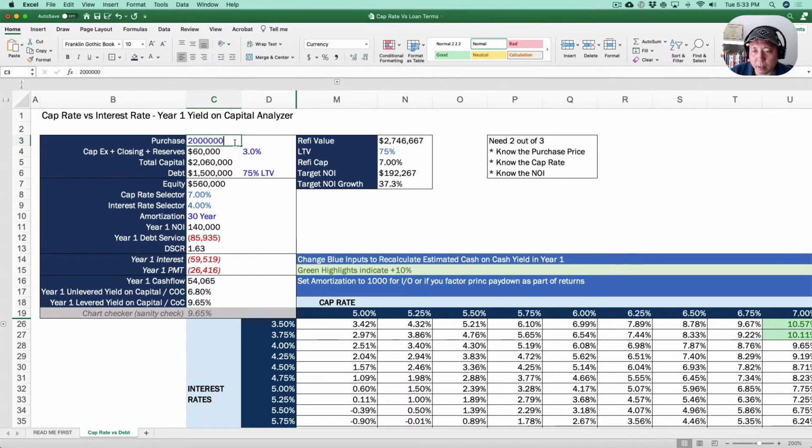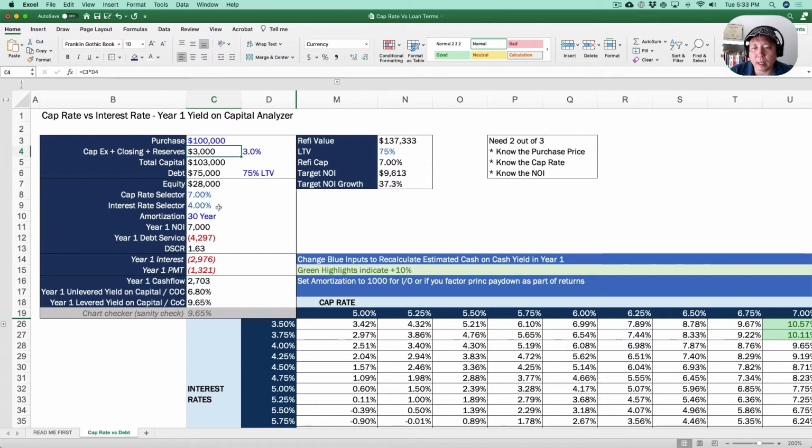Oh, whoops, let me add another zero. $20 million for this deal. Your levered yield on capital is going to be exactly the same. If you're paying $100,000 for this deal, it's still going to be 9.65%.